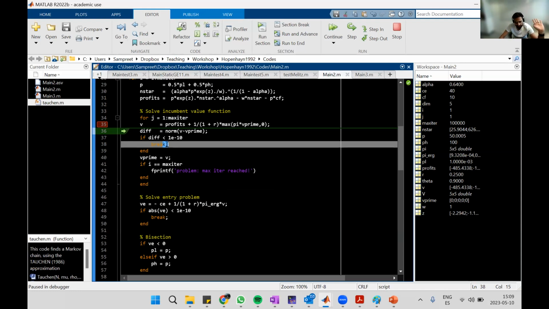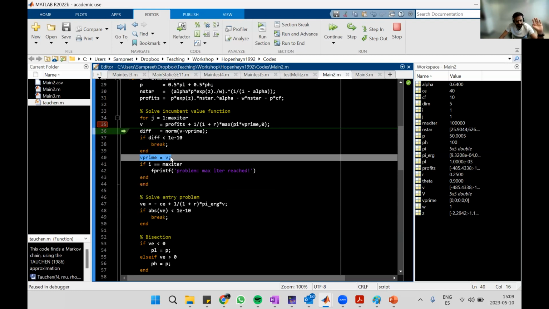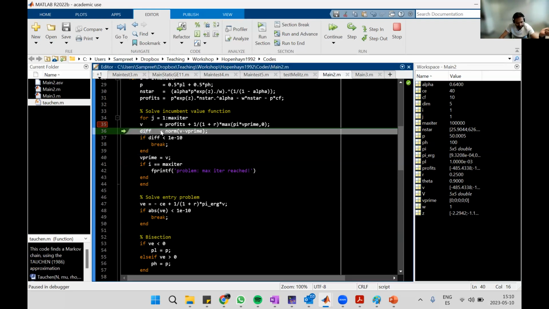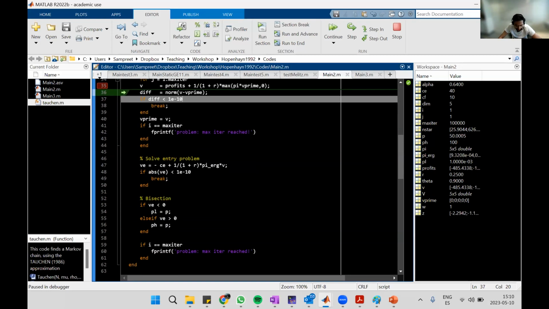We have the value of the firm. Then V prime is equal to V. So I have to do this loop until this difference is less than 10 raised to the power minus 10. That's how I get this value of the firm. Is this good? Okay. Now let's go on from this point.